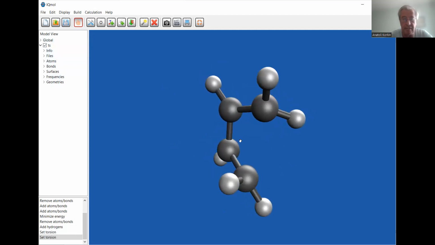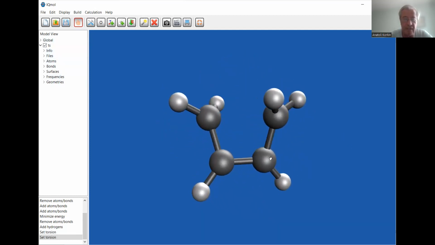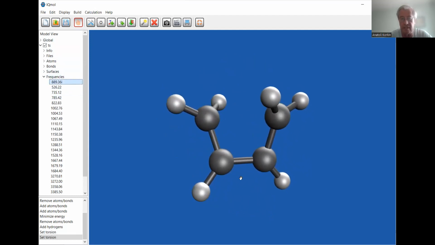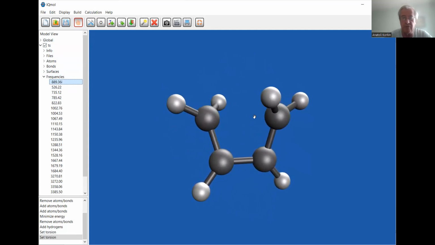Yeah, it indeed shows that it's kind of similar to the draft I made. And in order to confirm that it's the right transition state, I go to frequencies, and there is one imaginary frequency. If I double click on it, we'll see that this vibration corresponds to forming and breaking the bond in a cycle.